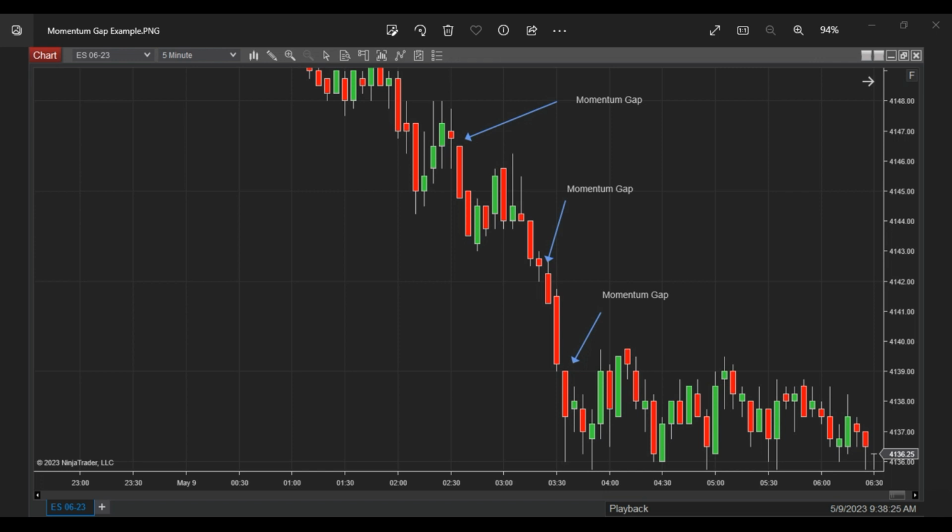This is a screenshot that I took a while back showing some larger gaps in the bars. Gaps here, gaps here, gaps here. Notice these gaps are a lot larger. There's several ticks in most cases here. And just look at how quickly the market is falling.